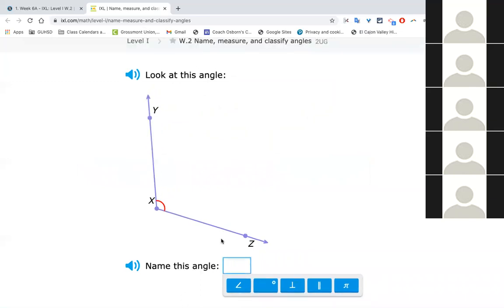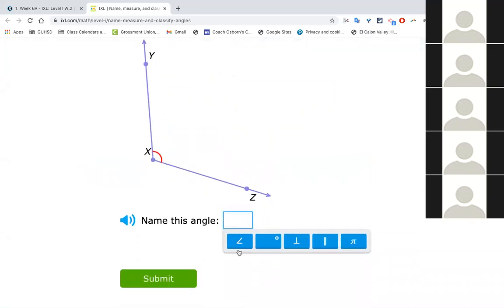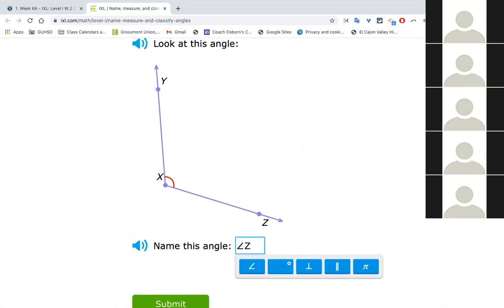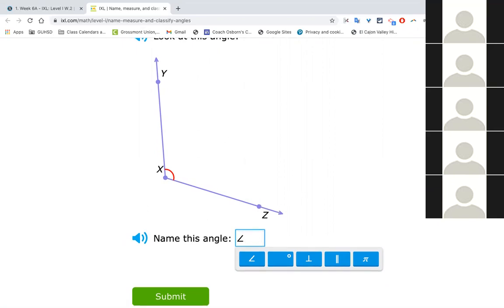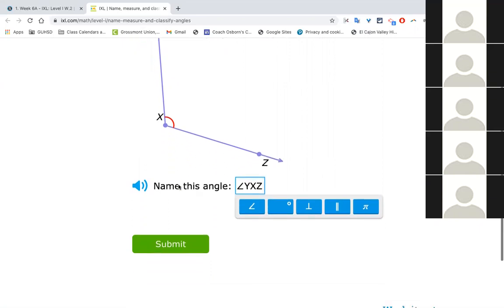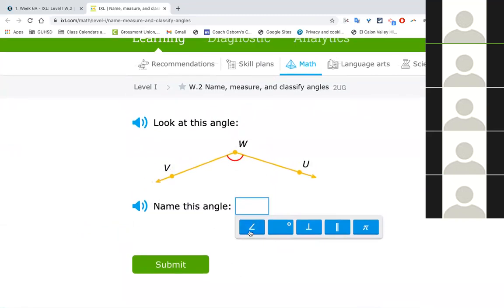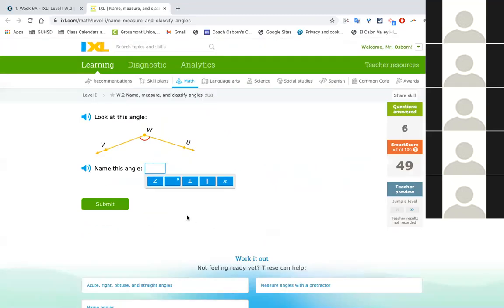Okay. Now another one, name this angle. We'll say angle, I'll start with Z this time, and then I just have to make sure that X is in the middle, and then I put the other letter, so ZXY. Or I could put YXZ. As long as X is in the middle, it doesn't matter. All right, so that's pretty much how you do these ones.